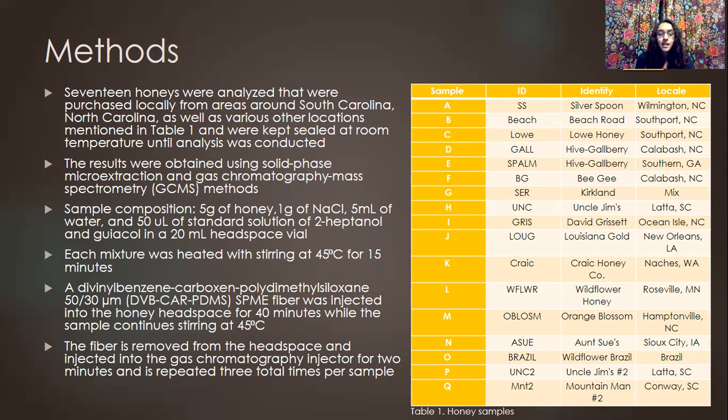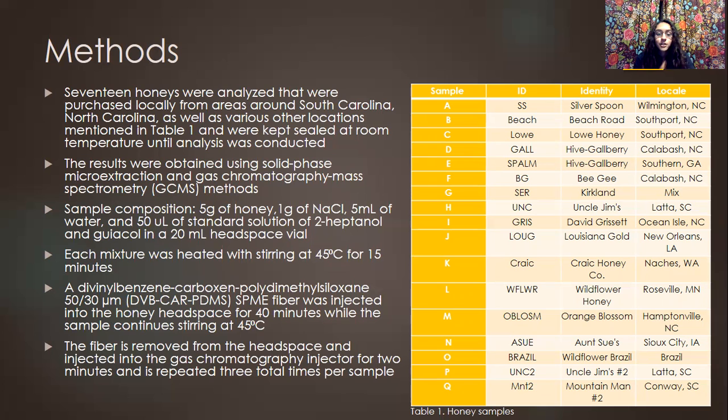Each sample was kept in a headspace vial that was made using 5 grams of honey, 1 gram of sodium chloride, 5 milliliters of water, and 50 microliters of standardized solution to standardize all the samples. This is made of a 2-heptanol and glycol solution. These samples were then heated at 45 degrees Celsius for 15 minutes with stirring.